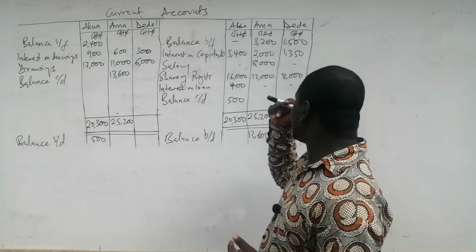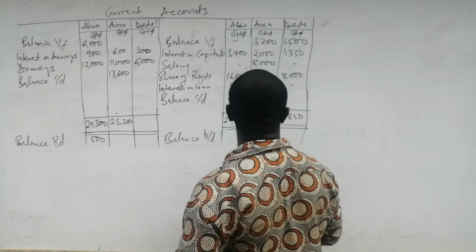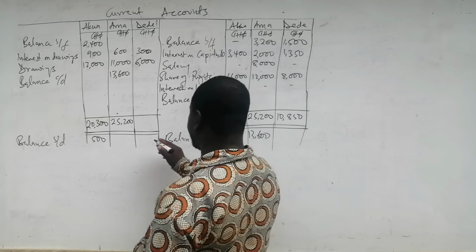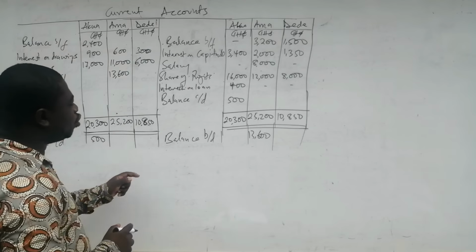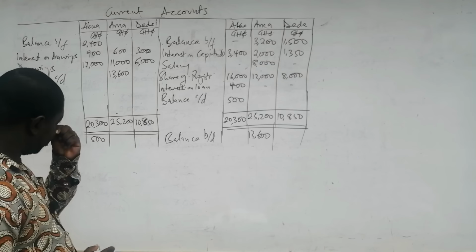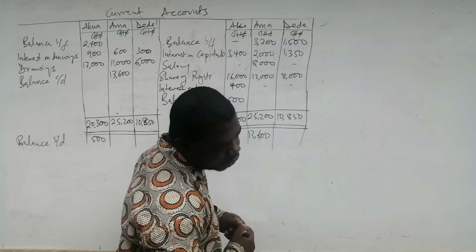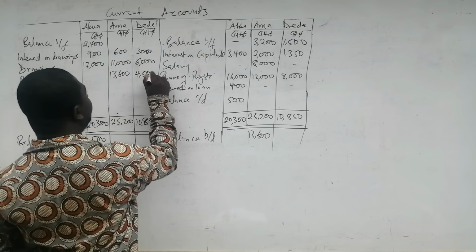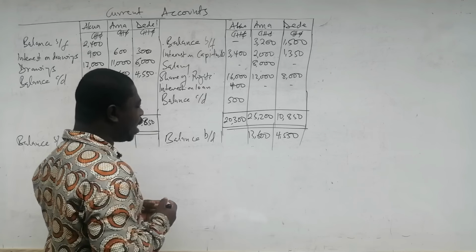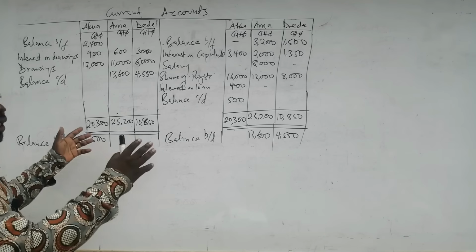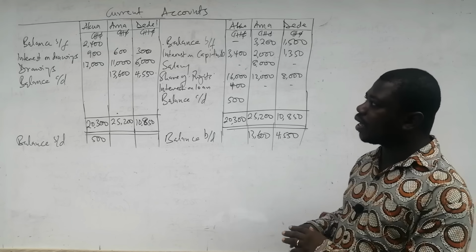And then finally we balance that of the day. Now the day is also going to have a total of 10,850 at the credit side, which is more than the debit side. And so what we have to do is to find the difference. And the difference will be the balance carried down. Now the difference will be 4,550. That is the balance carried down on the day's account, which is going to appear down here as a balance brought down.